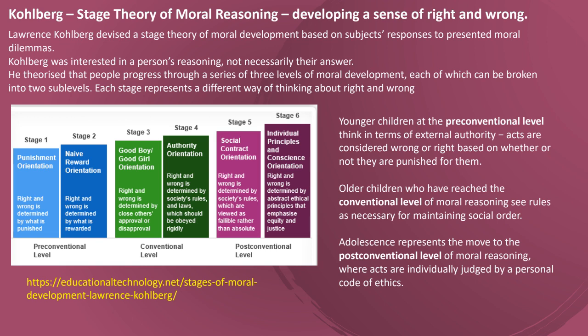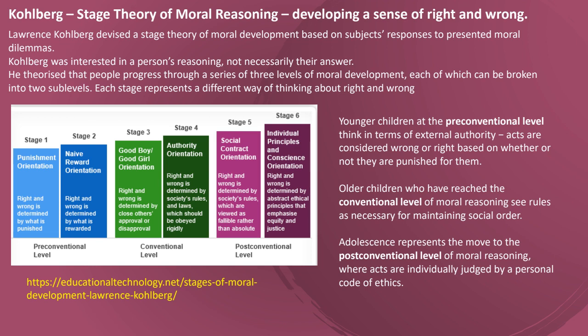Another theorist in this phase, as well, is Kohlberg, and Kohlberg's stages apply also across a lifespan, okay? And he looked at moral development in children and adolescents, and it's about developing a sense of right or wrong. And he had a stage theory of moral development based on a scenario, basically moral dilemmas is what he calls them. So if you're presented with a moral dilemma, how do you think about it? Really gauges your moral development process. So he was interested in people's reasoning, how people thought about moral dilemmas.